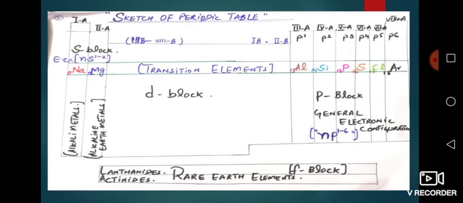When we look at the left side of the periodic table, the S block is given, which consists of group 1A and group 2A. Group 1A elements are also called alkali metals because when they are dissolved in water, they give alkalis. In the same way, group 2A elements are also called alkaline earth metals. They also give alkalis with water, but they are mostly present in the earth's crust.